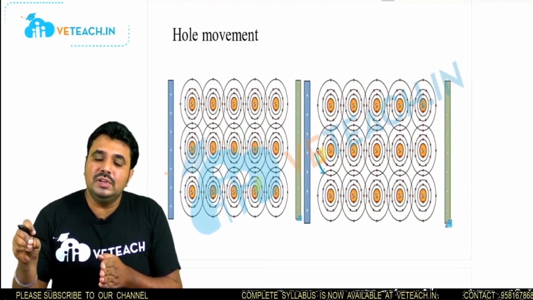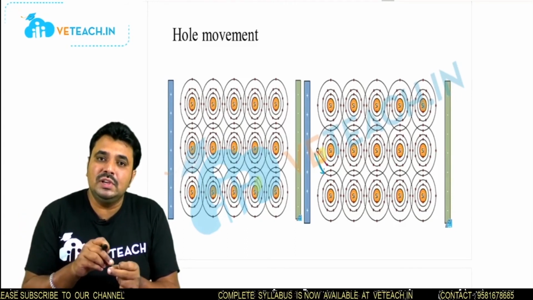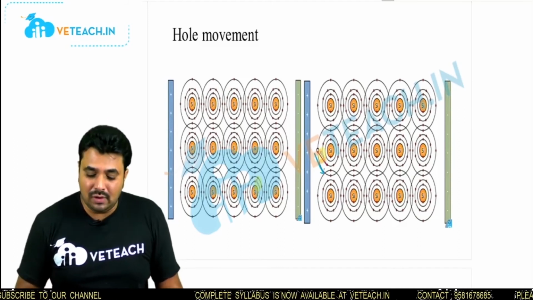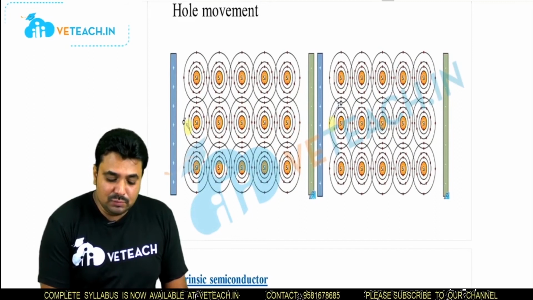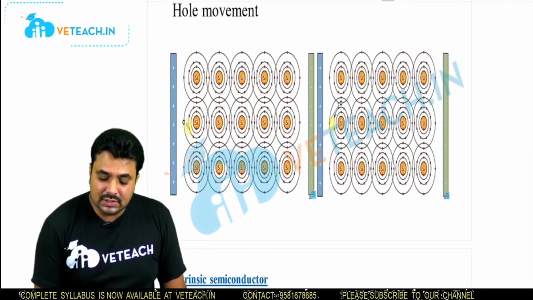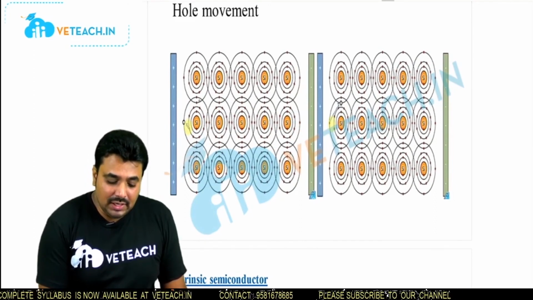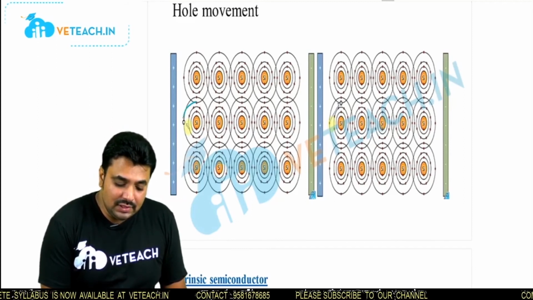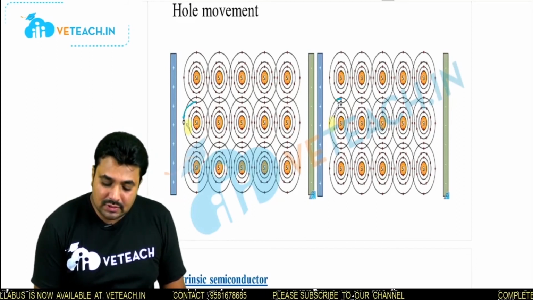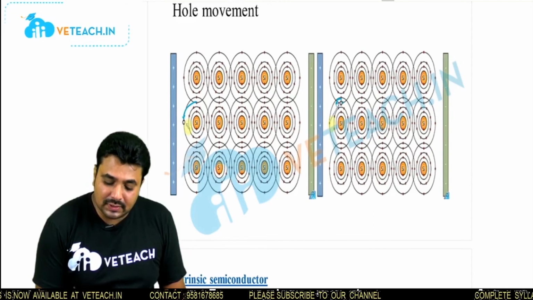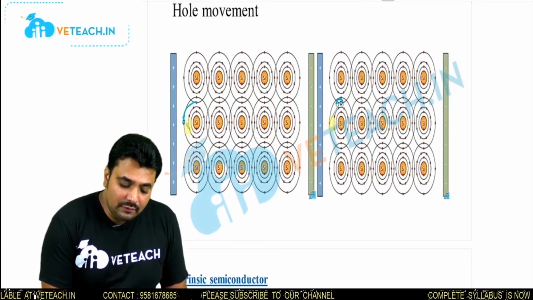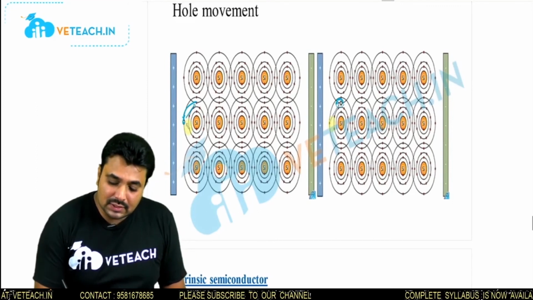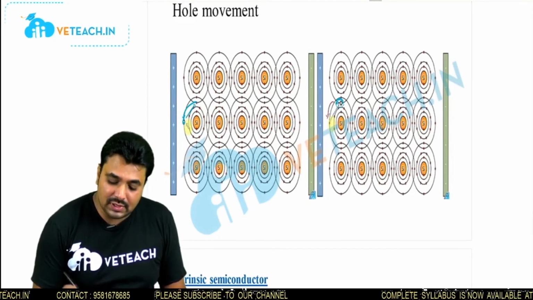So the holes move in one direction, and the electrons move in the opposite direction of the hole. The hole is present here, and then this hole moves towards here. You can see in the second diagram, this electron is filling this hole, so that's why you can see the hole present here. What I want to say is, if the hole moves like this, the electrons move in the opposite direction.